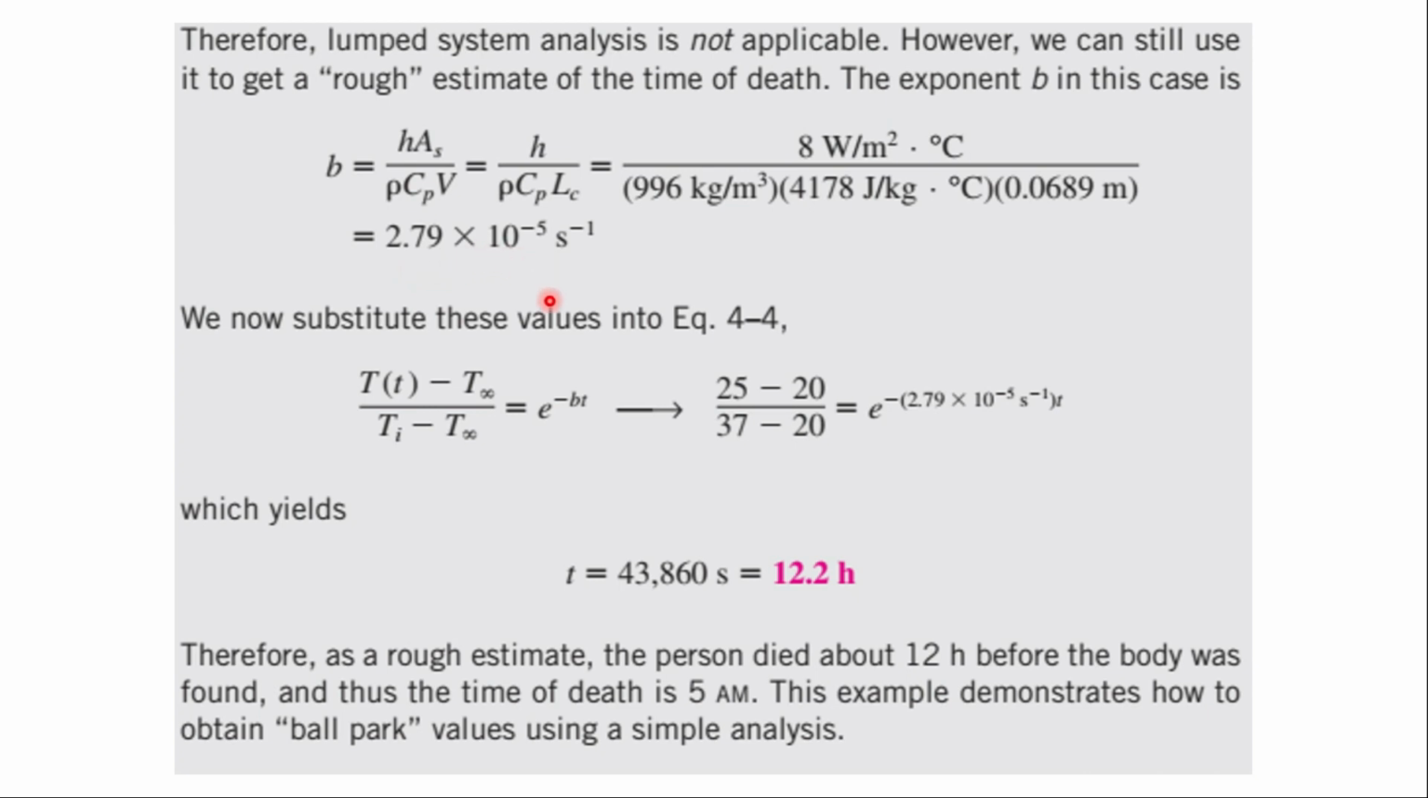And after putting all the values, the final body temperature is 25 degrees centigrade, the room temperature is 20 degrees centigrade, and the initial temperature of the body, that is the average human body temperature, is 37 degrees centigrade, and we have the value of B, so ultimately we can solve it for the time. The time would come to 43,860 seconds, which is equal to 12.2 hours. Therefore, a rough estimate is that the person died about 12 hours before the body was found, and thus the time of death is 5 a.m.